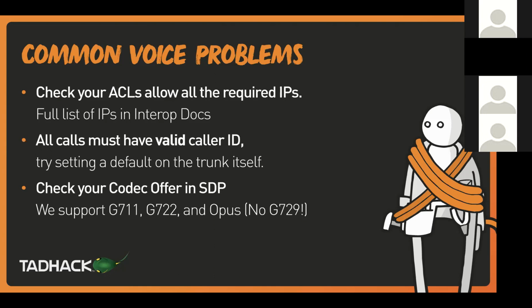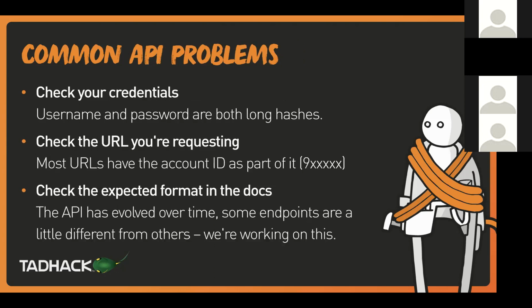Check your codec offer. We support G711, G722, and Opus. All variable bitrate functions, etc. of Opus are supported. Notably, we don't support G729. If it's present, it might actually negotiate in G729 if the endpoint is G729, but we do not support it, and it can cause problems.